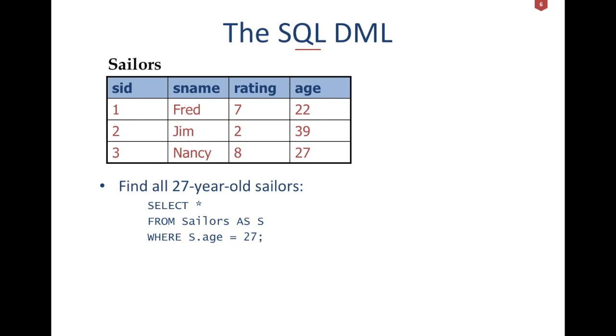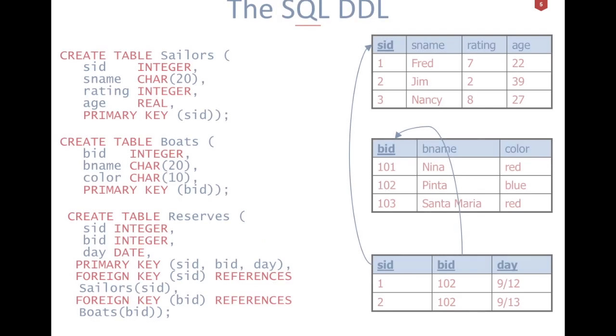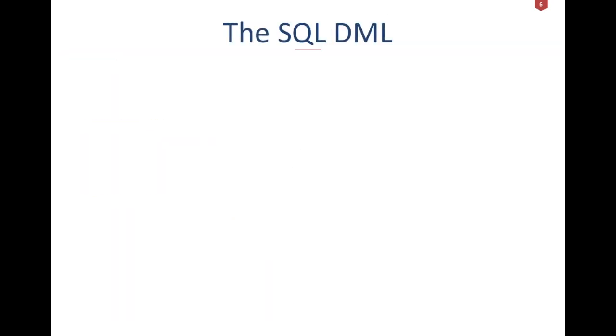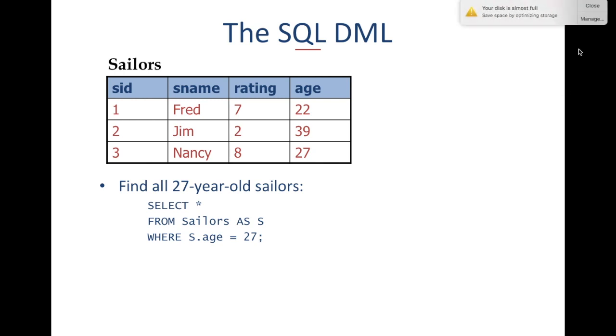All right, so that was data definition language, that's DDL, as you can see, because we are defining the structure of my database. In here, this is an example of data manipulation language. So for example, find all 27-year-old sailors. We select star from sailors as S. So S represents the sailors table, where S.age equals 27.